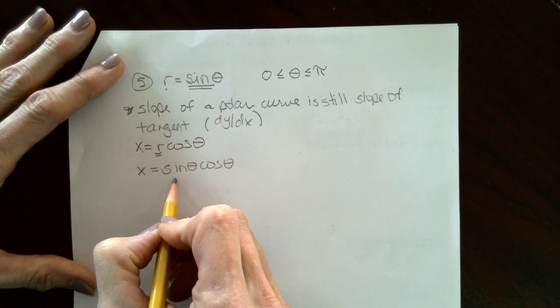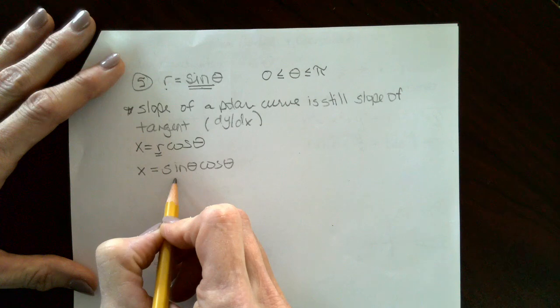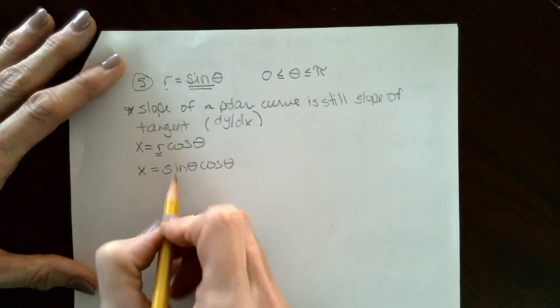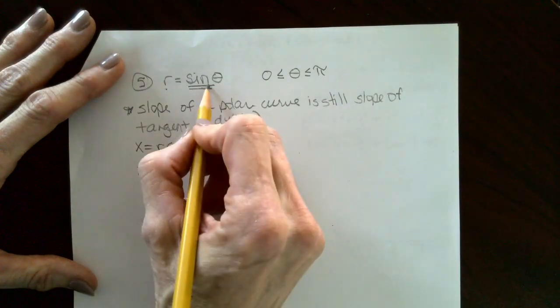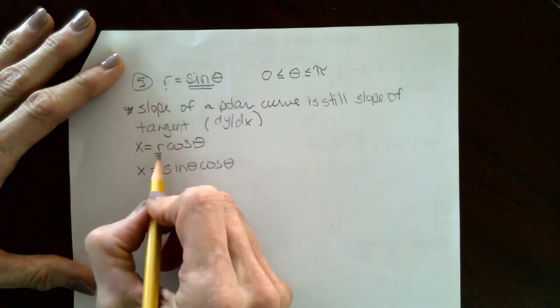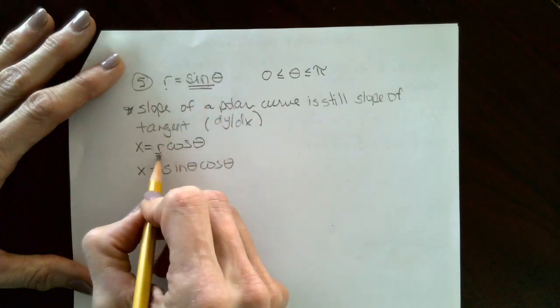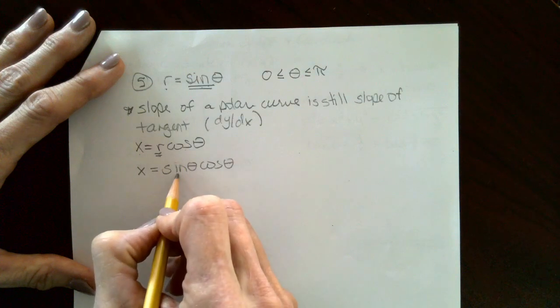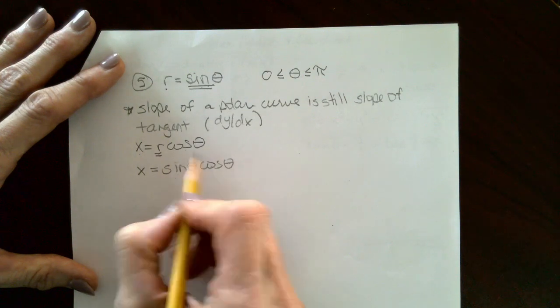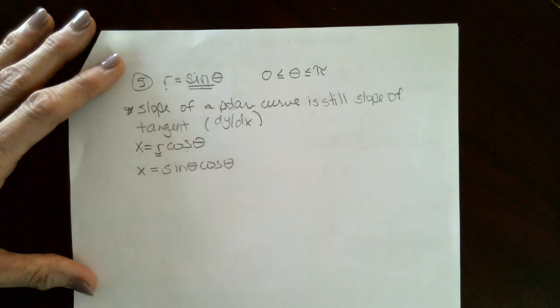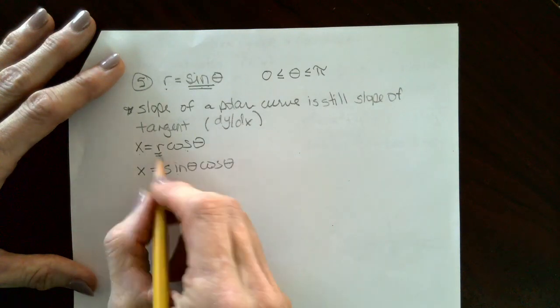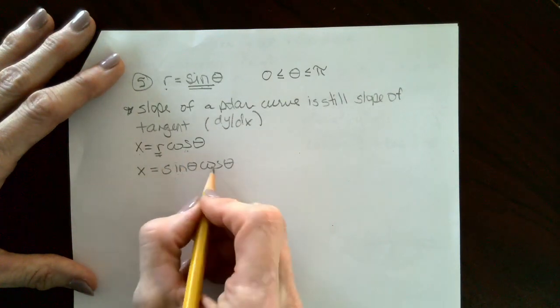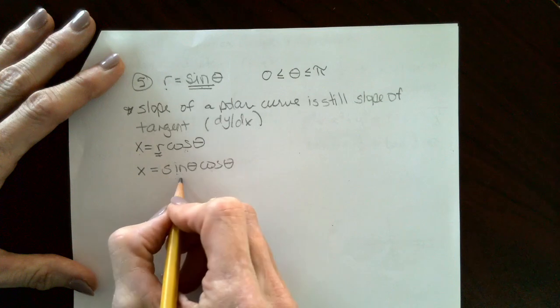Why are you just putting the cosine over there? Like, why are you multiplying that by cosine? Because r is sine theta. So I replaced this r with sine. So instead of x equals r cosine theta, I replaced that r with sine theta times cosine theta. Because there's a cosine right here. We can't get rid of it. Okay? Because this r cosine theta is exactly what x is equal to. And we know what r is.